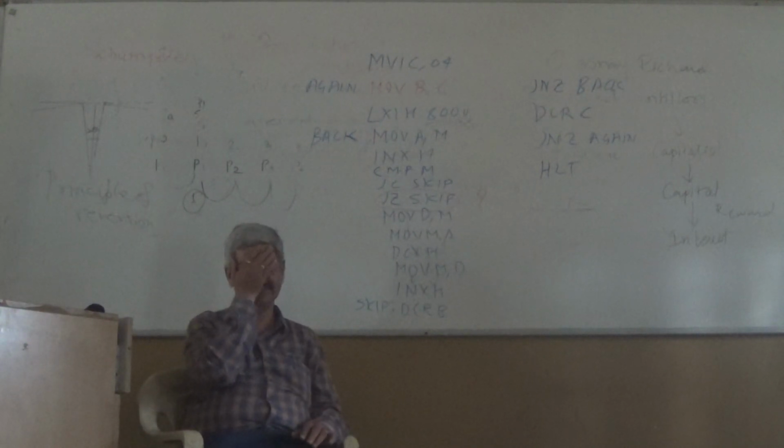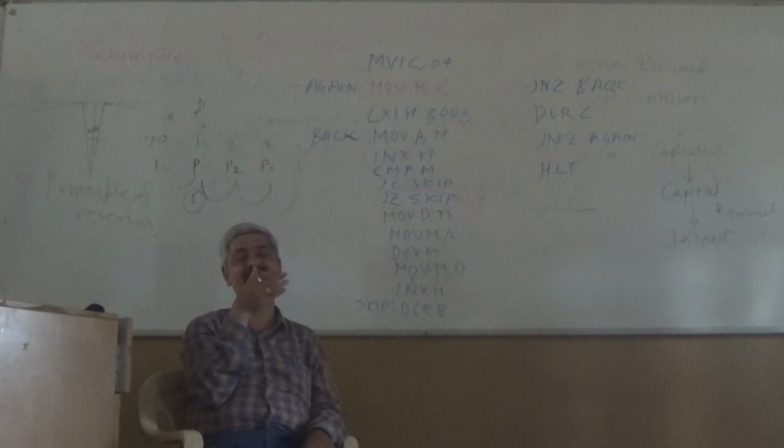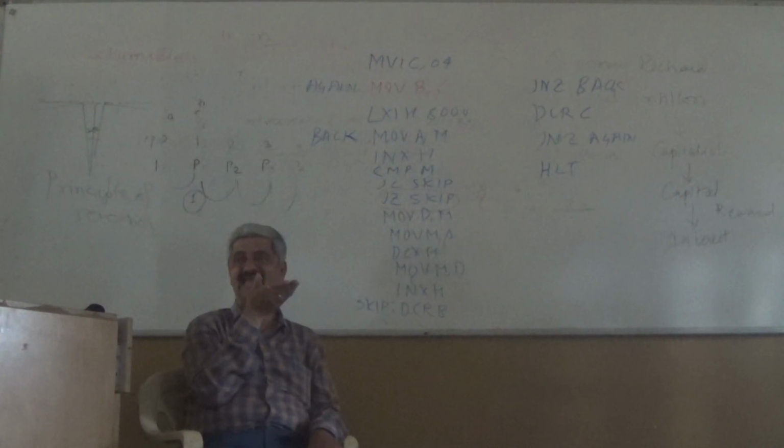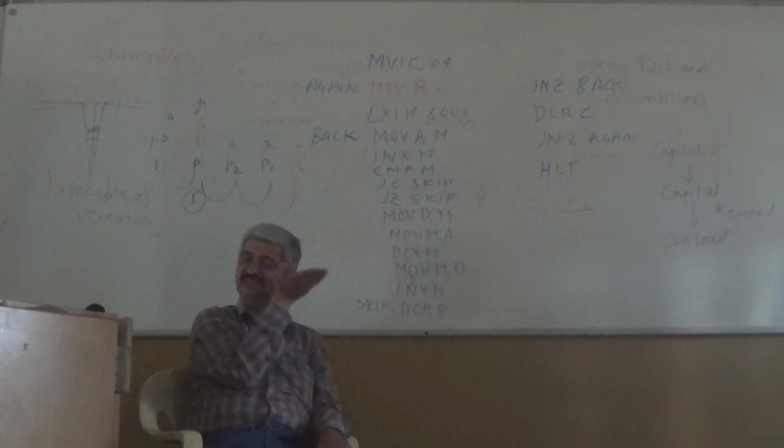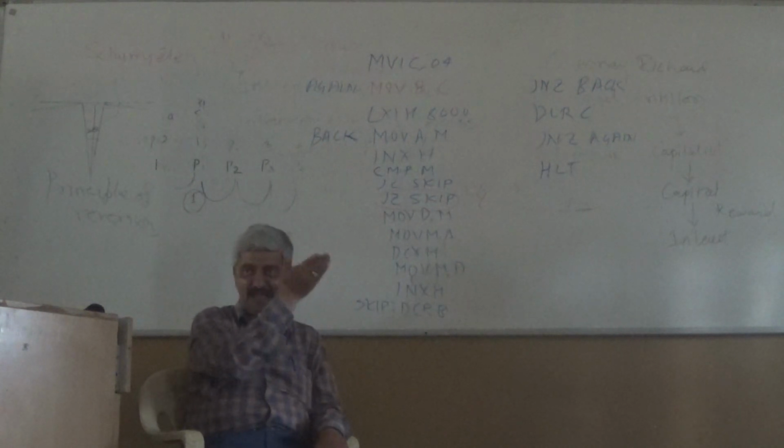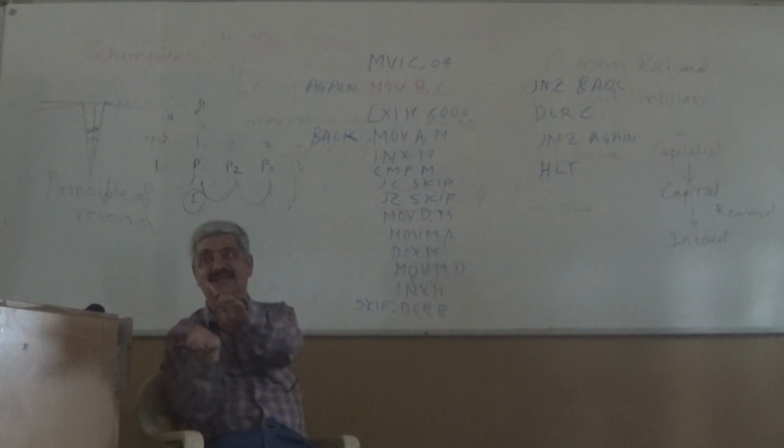If the first number is smaller, carry was coming, we were skipping, and if the first is larger, then carry was not there and we were doing the action which was required.